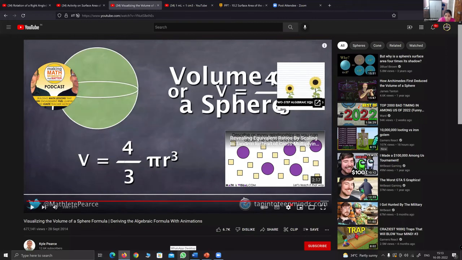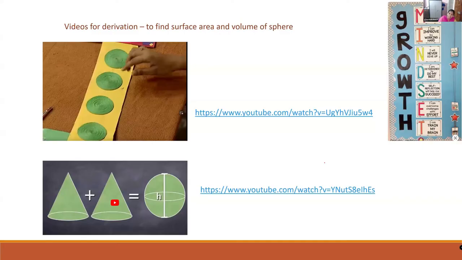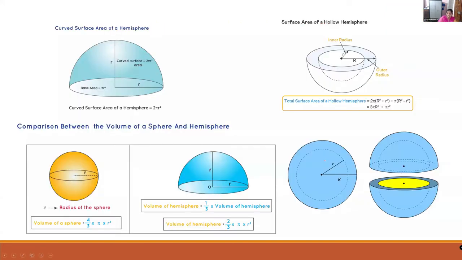So like that, we can make them understand the surface area of the sphere and the volume of the sphere. Then the hemisphere is half of the sphere, so easily they can do it by themselves. So volume of the hemisphere is 2/3 pi r cube, half of the volume of the sphere. Similarly, curved surface area is also half of the surface area of the sphere, that is 2 pi r square. And for total surface area, they have to include the base area. Therefore, total surface area is 3 pi r square. Like that, we can help the students to understand.